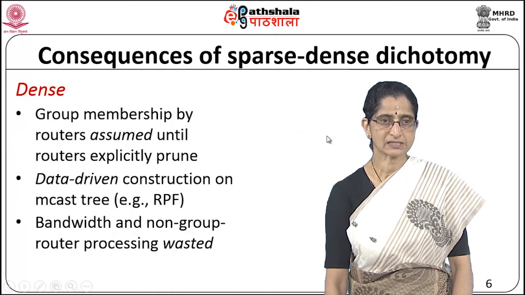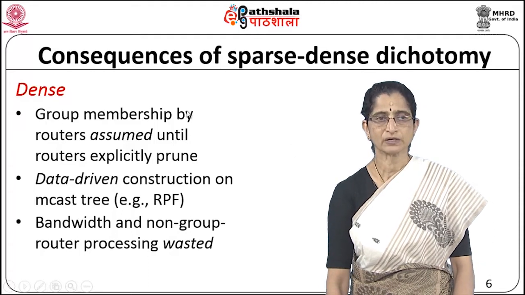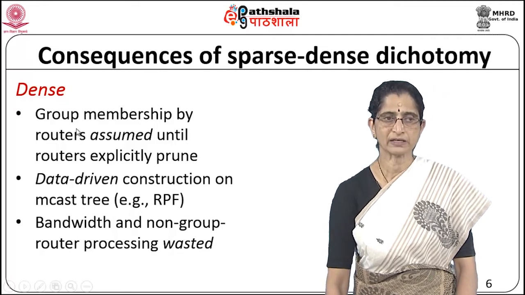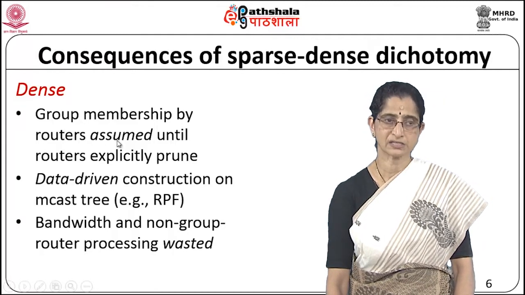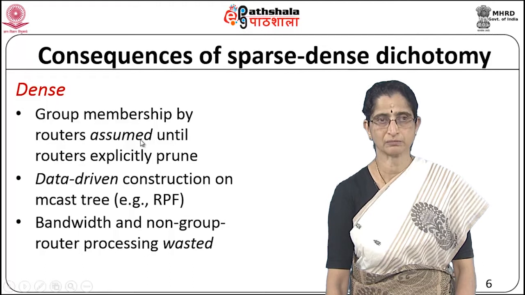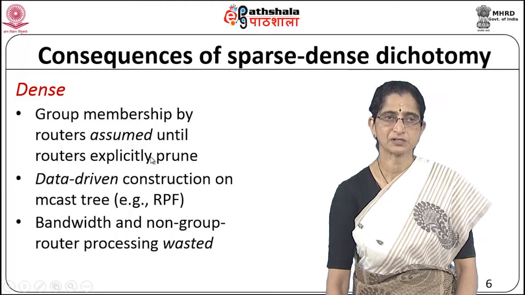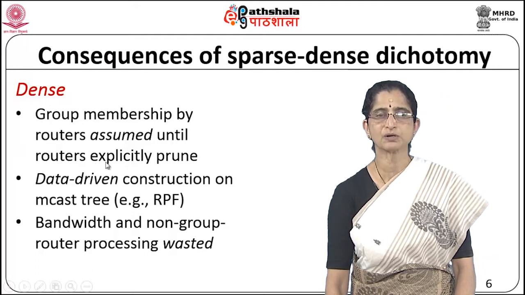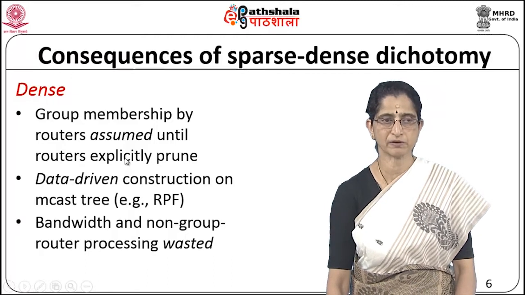If you look at this dense sparse dichotomy, what are the consequences of that? In the dense situation, what we do in the case of dense membership is that group membership by routers is assumed until the routers explicitly prune. Remember that we talk about pruning messages. That is, when a tree is constructed, if a particular router does not belong to that tree, that is it does not have any members, that branch can be pruned. So, the routers will normally explicitly send prune messages. We looked at how this works when we talked about the DVMRP protocol.